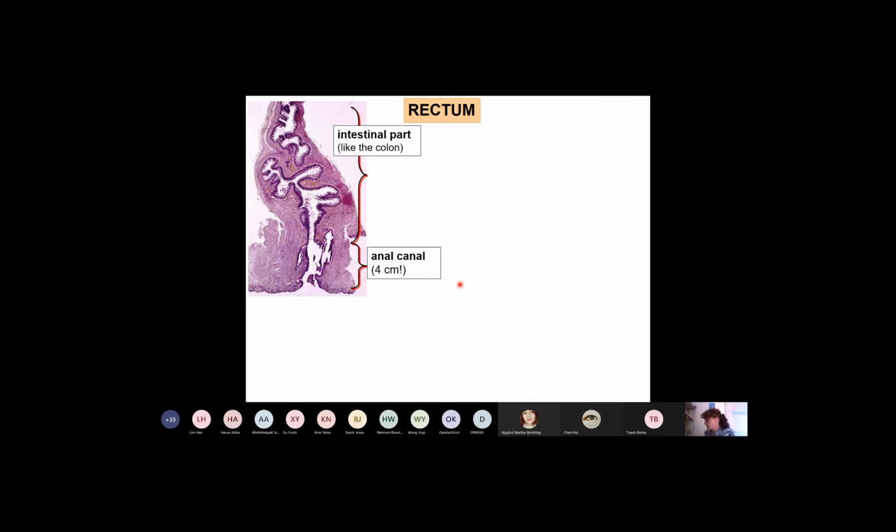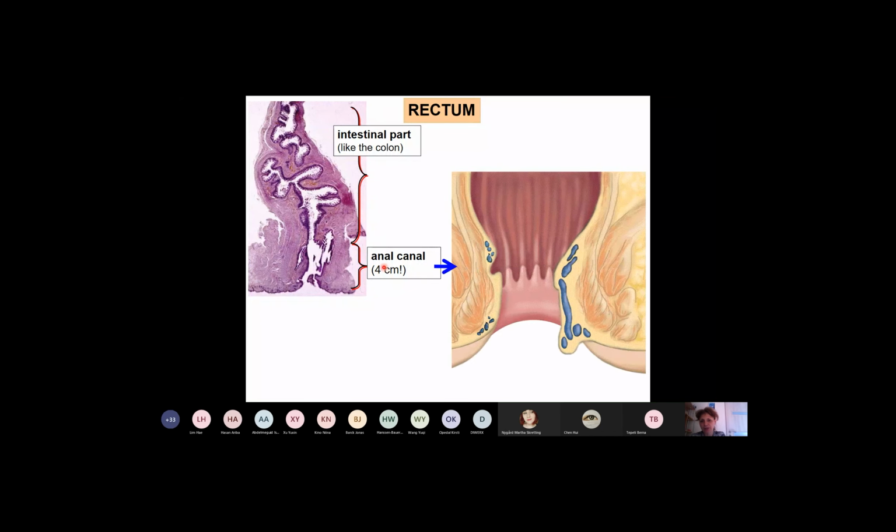Okay, and at the end, some words about the rectum. This is the last part of the gut, and practically it can be divided into two main parts: the intestinal part and the anal canal. The intestinal part shows the same structure as the colon, so I won't speak about it in detail. The anal canal is about a 4 centimeter long part, which can be further divided into three main parts.